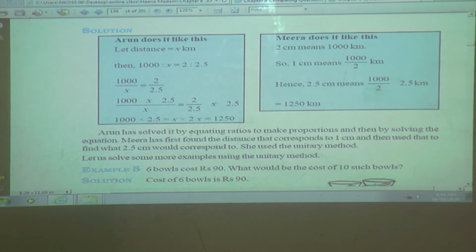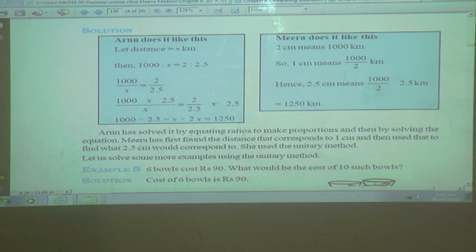Here is the other method, that is the unitary method. 2 centimeter means 1000 kilometer, which is given in the statement. So 1 centimeter means 1000 upon 2. It's very easy, and this is very familiar to you. Hence we have to find what 2.5 centimeter means. 2.5 centimeter means 1000 upon 2 multiplied by 2.5 kilometer. After reduction of this, we get 1250 kilometer.